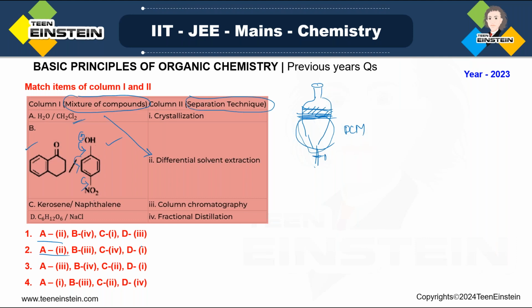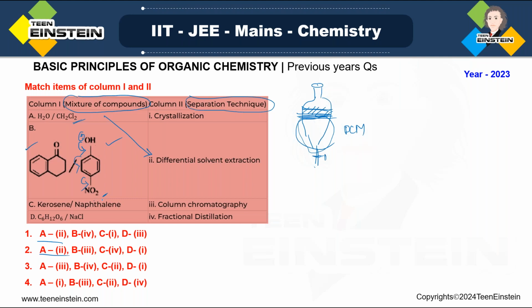Because of this charge separation, that is resonance, OH has a plus R effect and NO2 has a minus R effect. So plus-minus charge generation is possible, a plus charge over oxygen and a negative charge over the NO2 oxygen. As there is a polarity difference, we can use column chromatography for this molecule.